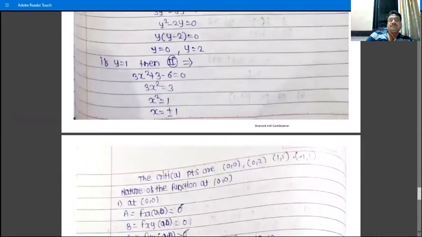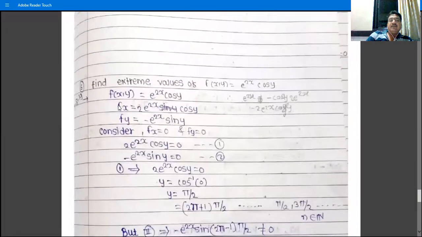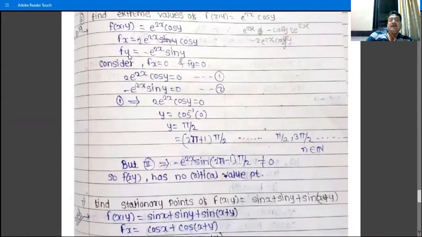Okay, so these are the problems for homework. There is some correction. Find extreme values of the function e raised to 2x cos y. So find fx, the first order partial derivative, as well as the second order partial derivatives fxx, fxy, fyy. What is fx? The derivative of e raised to 2x is e raised to 2x into the derivative of 2x, which is 2, so 2 e raised to 2x cos y, since cos y is constant. And fy is what? e raised to 2x is constant now, and the derivative of cos y is minus sin y.